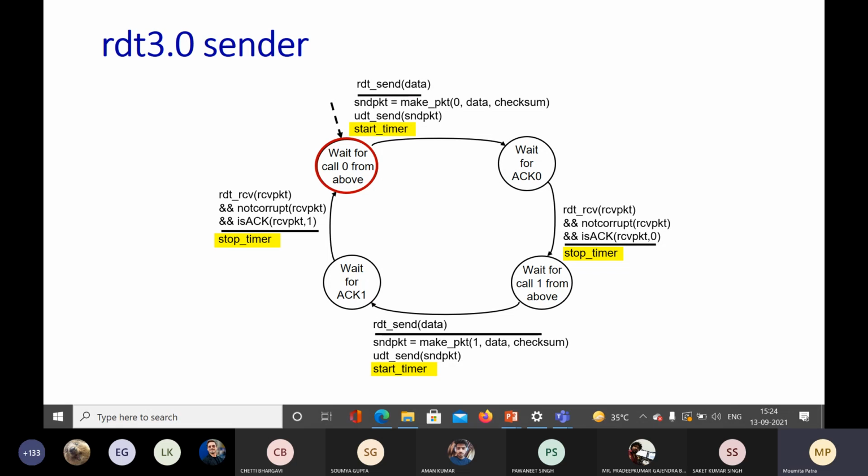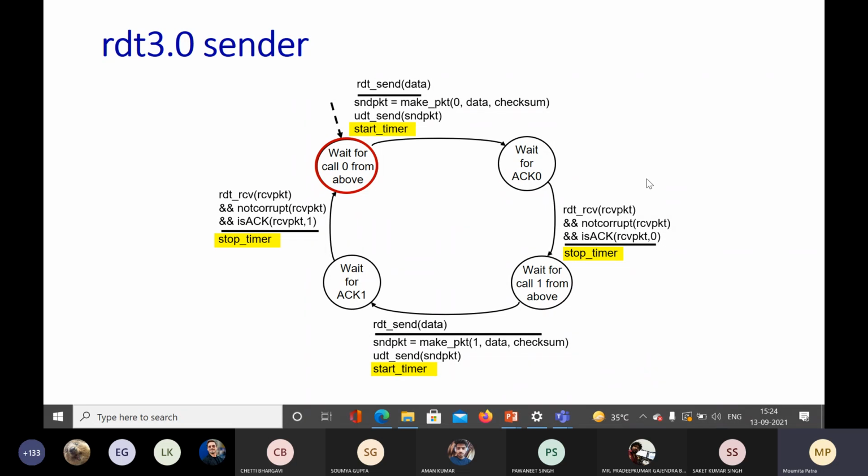Then again, once it receives a packet which is not corrupt and has the correct sequence number as the acknowledgement in the acknowledgement packet, then it will stop the timer. Okay. So then it goes to the next state, which is wait for call 0 from above. So this is all when everything is hunky-dory and there's no problem.